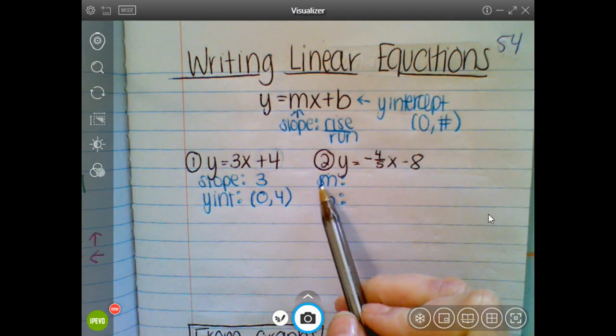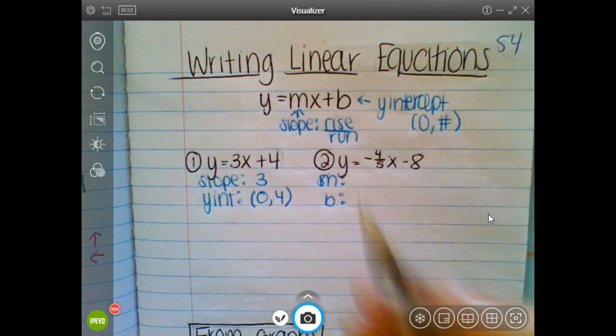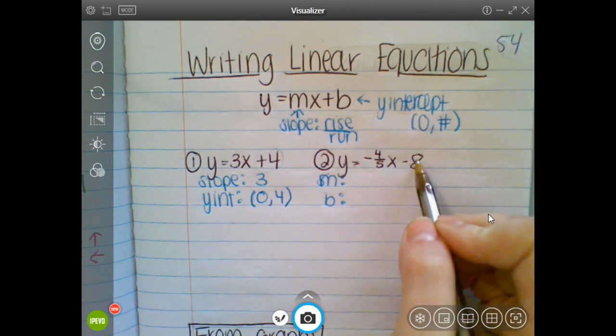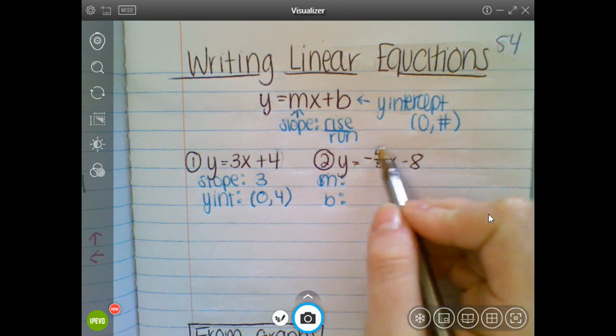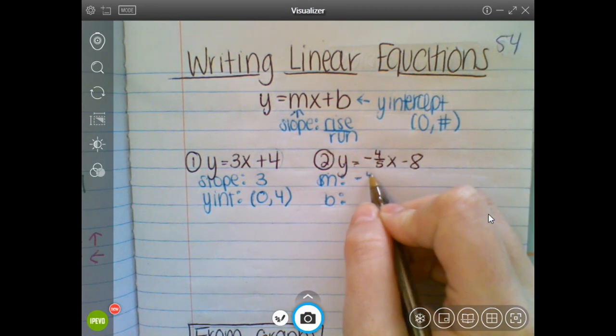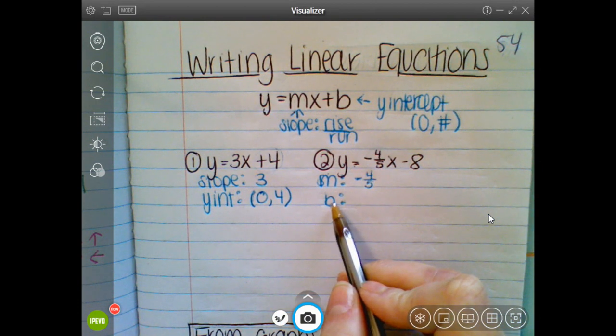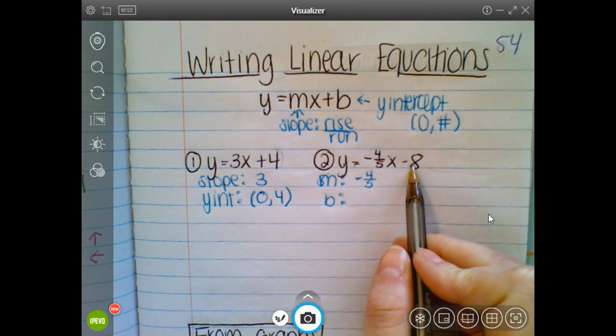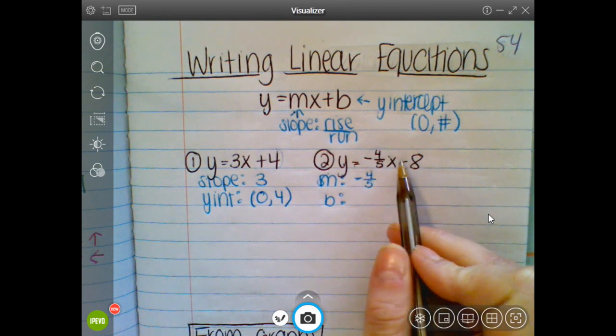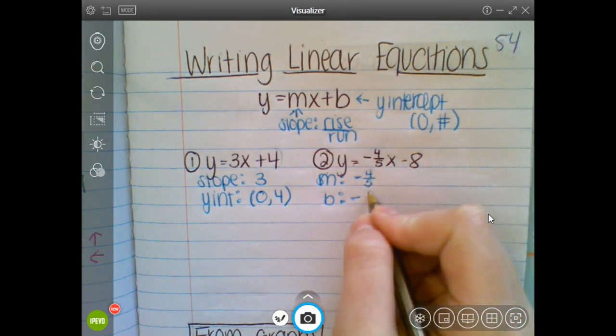Or they can say, hey, just tell me what the m and the b are. Well, in this case, y equals mx plus b. So here's my m. So my m is negative 4 over 5. And my b, well, my b is just right here. Now, it's not 8. You have to be careful. It is negative 8. So I would put negative 8.